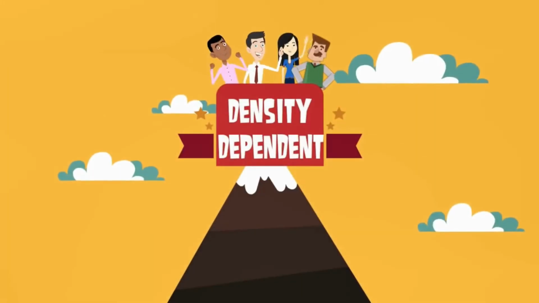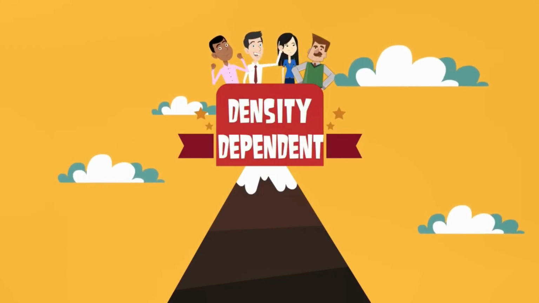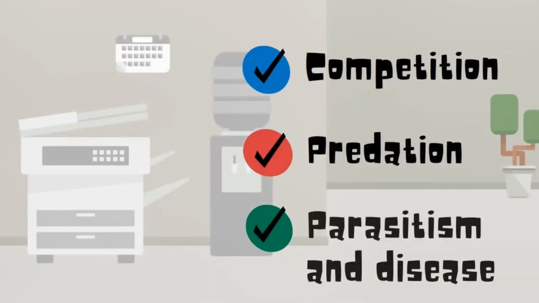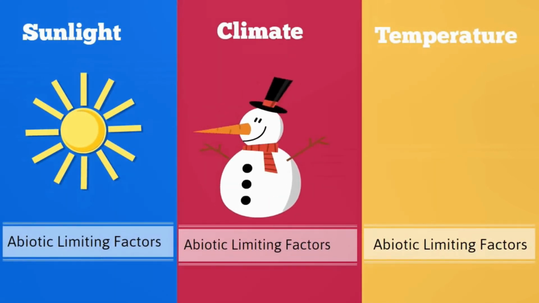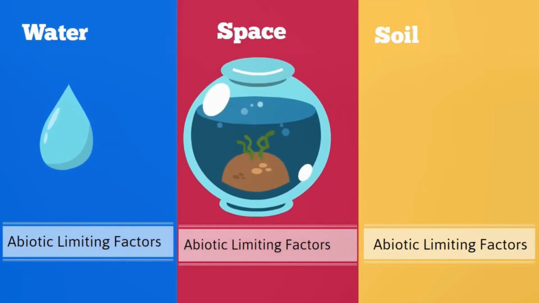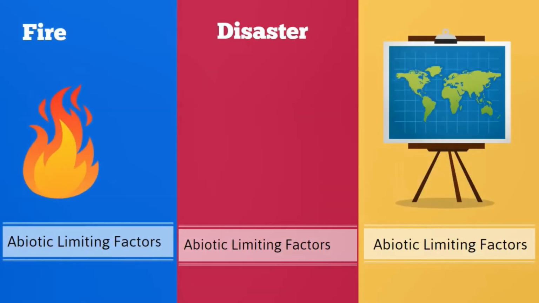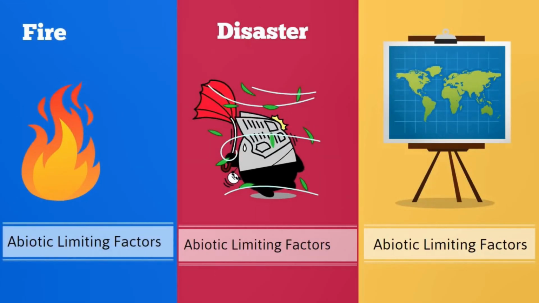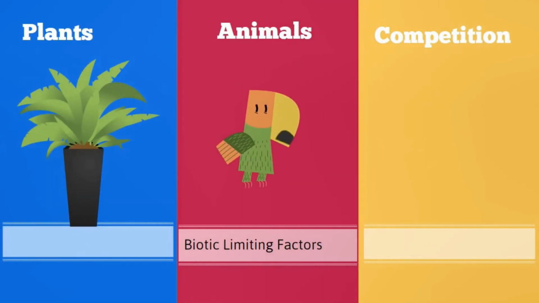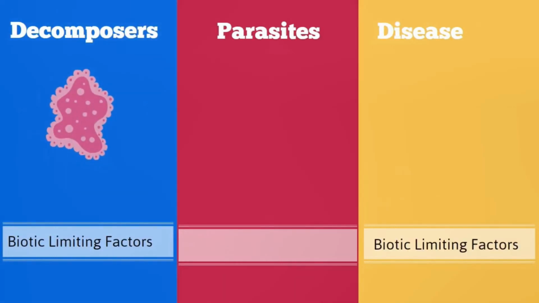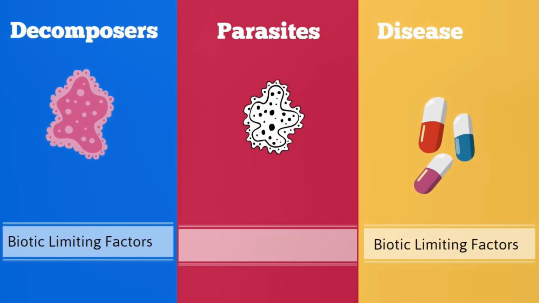You also have density dependent limiting factors, which are limiting factors that depend on population size. For example, these could include competition, predation, parasitism, and disease. Let's look at a list of abiotic limiting factors. This could include sunlight, climate, temperature, water, space, soil chemistry, fire, and natural disasters. And a list of biotic limiting factors includes the number of plants, number of animals, amount of competition, number of decomposers, number of parasites, and disease-causing agents.